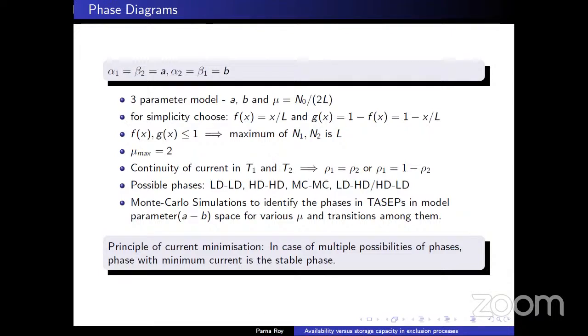Now, since rho 1 equals rho 2 or rho 1 equals 1 minus rho 2, phases are not uniquely determined by mean field theory. To uniquely determine the phases, we have to use the minimal current principle. That means in case of multiple possibilities of phases in the same region of parameter space, the phase with minimum current will be the most stable phase. Suppose in a region, both the phases LD-LD and LD-HD are possible. If we compute the current for these two phases, we can see that the current in the LD-HD phase is smaller than that in the LD-LD phase. So here, the LD-HD phase would be the stable one.